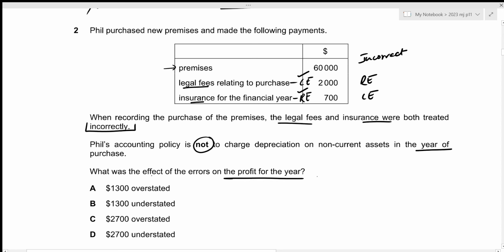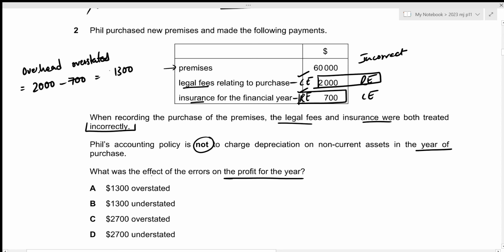So while calculating profit for the year, we only include the revenue expenditures. Okay, so correct revenue expenditure would have been 700, but we included 2,000 as revenue expenditure. So clearly, our overhead is overstated. And the overstatement amount will be 2,000 minus 700, which is 1,300. So if our expenses is overstated by 1,300, it just means that our profit will be understated by the very same amount. So the correct answer we're looking for is 1,300 understated for our profit, which is given in option B. Let's move towards the third question.